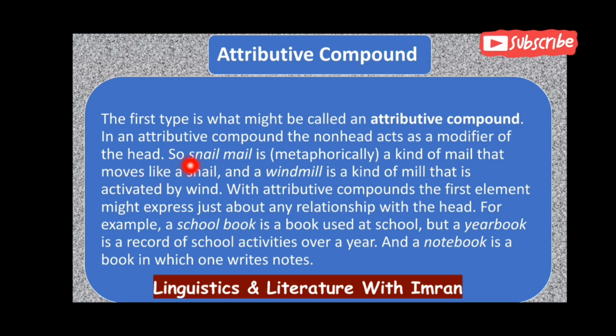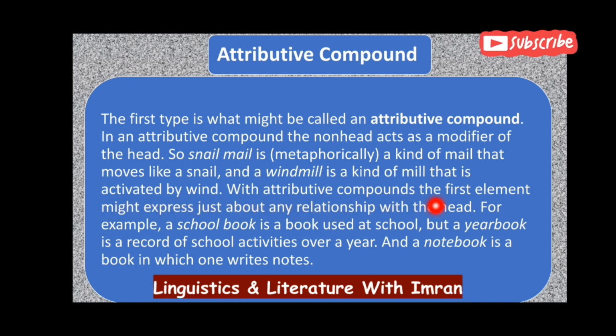So what happens in an attributive compound? The non-head, the left one, not the right one, acts as a modifier of the head. So snailmale: here we can see this is the non-head and this is the head. The non-head acts like a modifier, an adjective. So snail modifies what? Male. So it's metaphorically a kind of man that moves like a snail. And a windmill: wind acts like an adjective or modifier. So wind modifies mill; it is a kind of mill that is activated by wind.